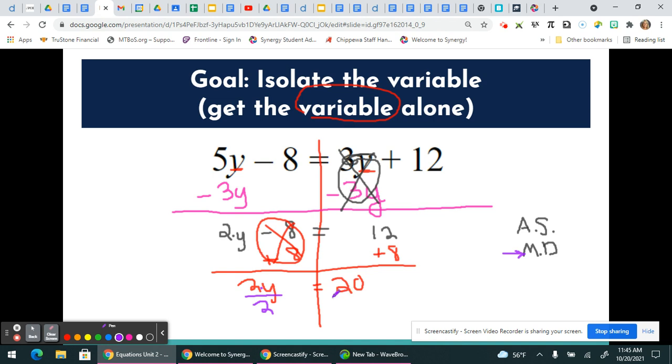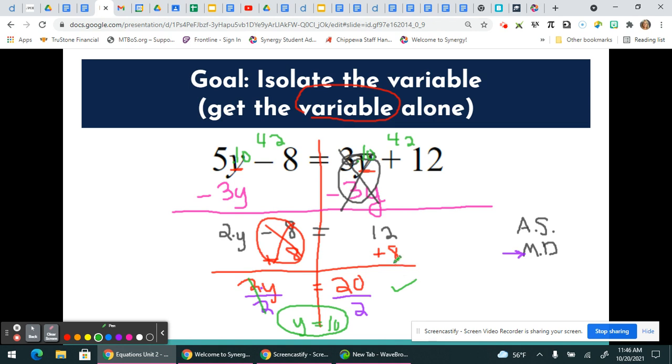Please use your fraction bar. Divide by 2 on the right. So now look, 2 divided by 2 is 1y, which gives me my y equals 20 divided by 2 is 10. So my solution here, y equals 10, I can put a 10 in for y, a 10 in for y, and I can check, does that work? Well, here 50 minus 8 gives me 42, and 30 plus 12 gives me 42. It works, it balances.